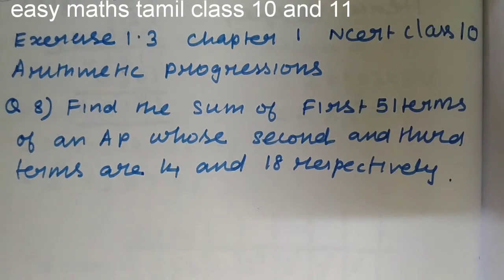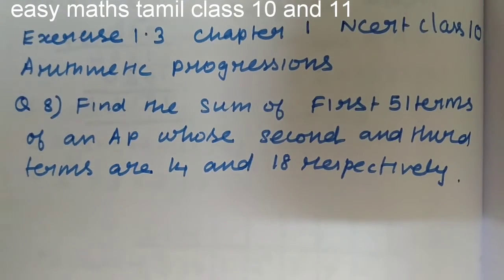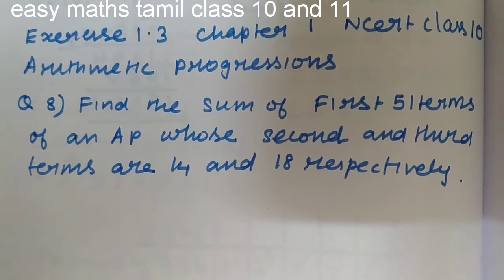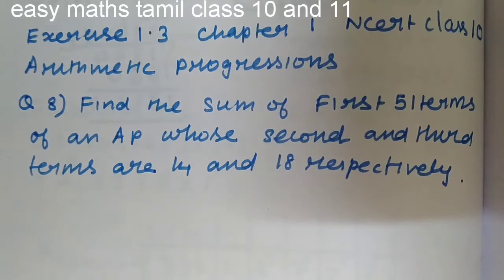The second term and the third term and their values are given. Using these values, we have to form two equations. After that, solve these two equations. We will find the value of A and D, first term and the common difference. Using these values of A and D, we can calculate the sum of the first 51 terms of an AP.